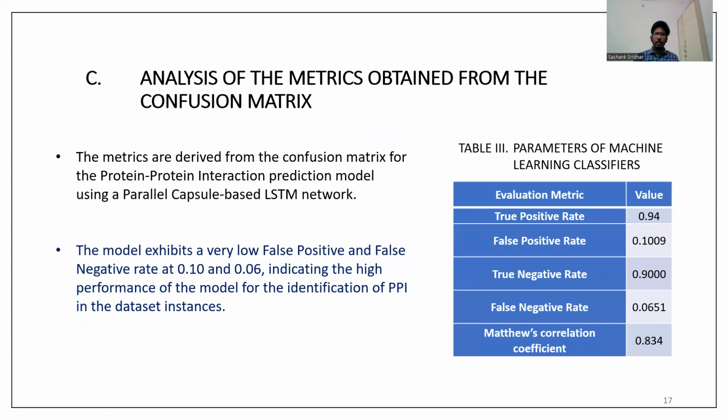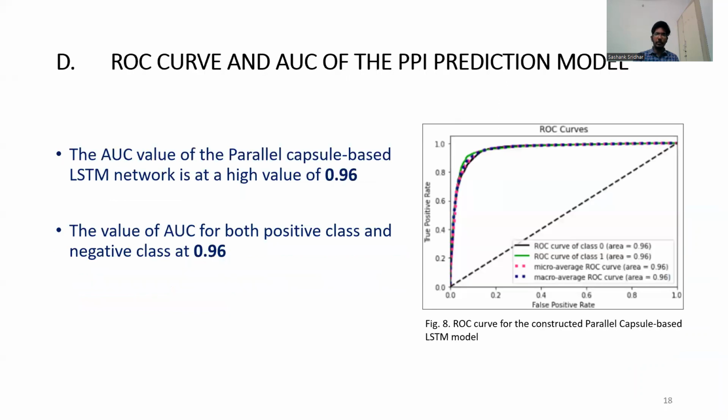The analysis can also be done in terms of TPR, FPR, TNR, and FNR. It can be seen that the model exhibits a very low false positive rate and a very low false negative rate, and this indicates high performance of the model for classification of PPI interactions.